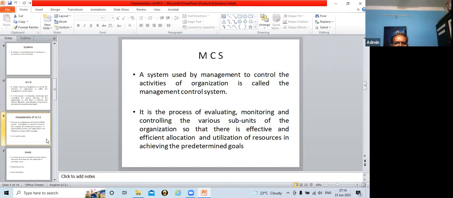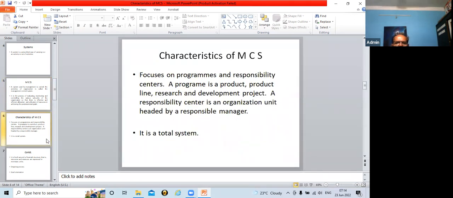Then let's know about the characteristics. Number one, focuses on program and responsibility center. Now, what is a responsibility center? Again, we will review this later, but right now, just try to understand it. It is the center where managers are made responsible for each center. Take the example of the marketing division, finance division, or production division. The marketing manager, finance manager, and production manager are responsible for their respective divisions, respective centers. That is called a responsibility center.